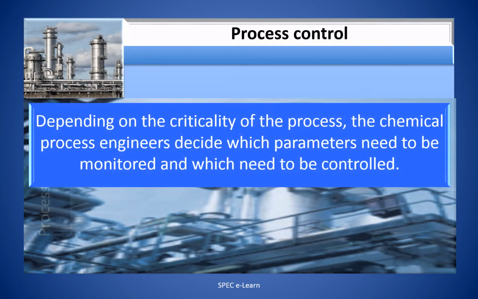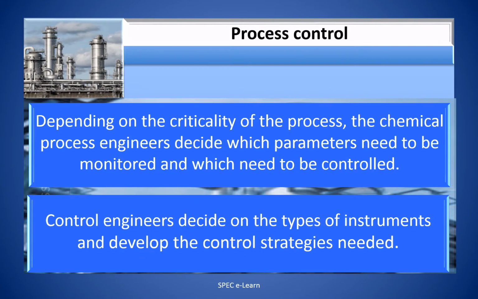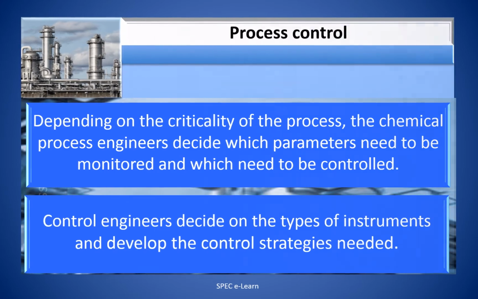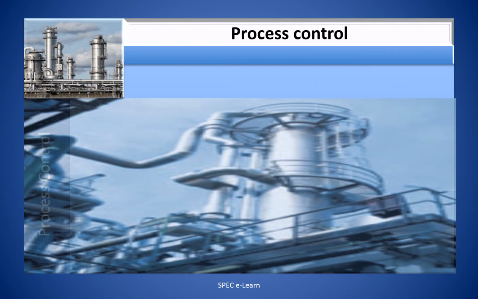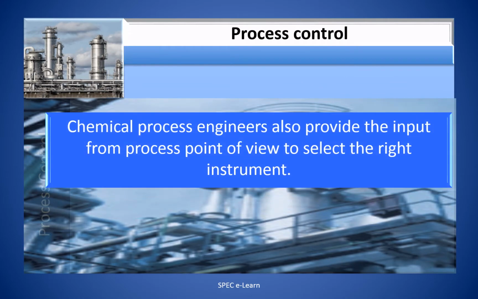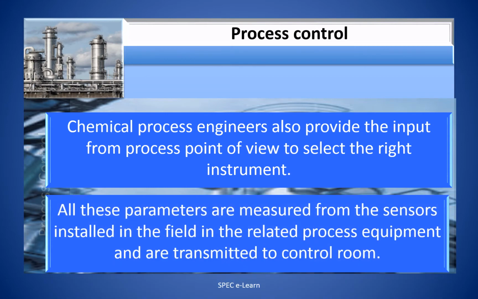Depending on the criticality of the process, chemical process engineers decide which parameters need to be monitored and which need to be controlled. Control engineers decide on the type of instruments and develop the control strategies needed. Chemical process engineers also provide the input from the process point of view to select the right instrument. All these parameters are measured from the sensors installed in the field in the related process equipment and transmitted to the control room.